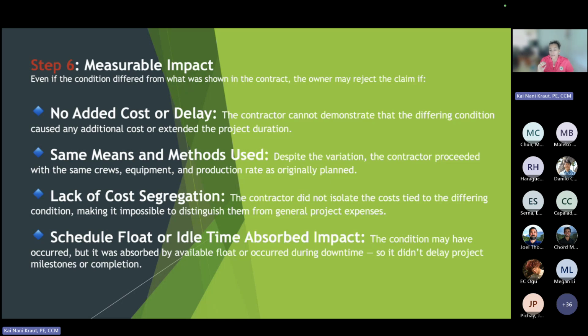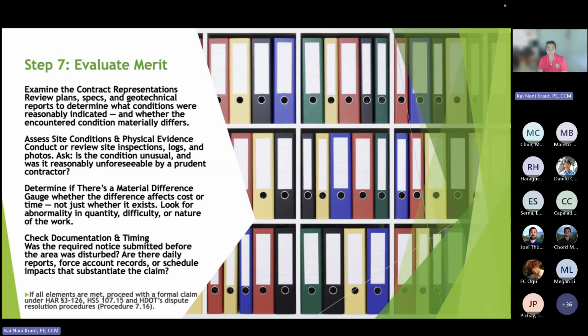Schedule, float, or idle time is absorbed by the impact. So the condition may have occurred, but it was also absorbed by available float and occurred during downtime. So it didn't delay the project or milestones. So there was no measurable impact due to the differing site condition. Then there's no claim. So we're going to evaluate merit by putting all of these things together.